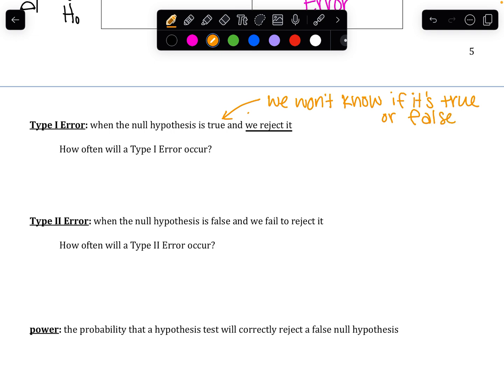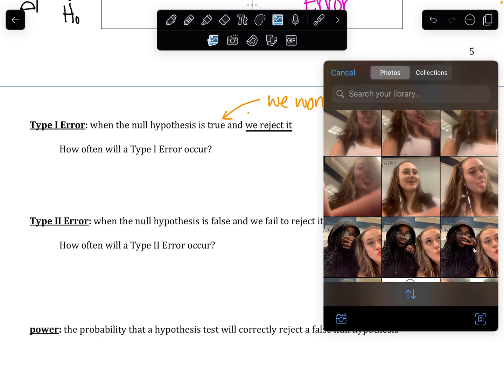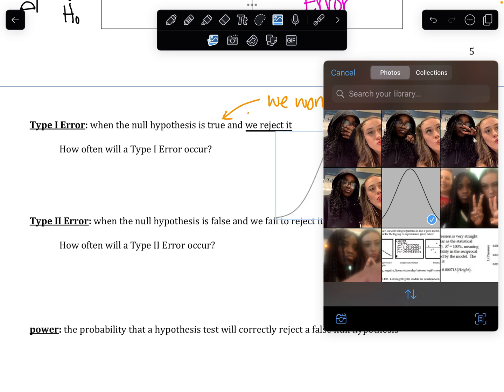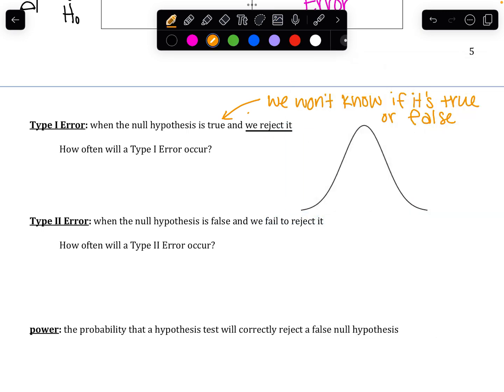But there are ways that we can minimize the probability of a type 1 error. So how often does a type 1 error occur? Let's think about it. I'm going to draw a picture. I bet you can guess what kind of picture it is. You got it. It's a normal model.